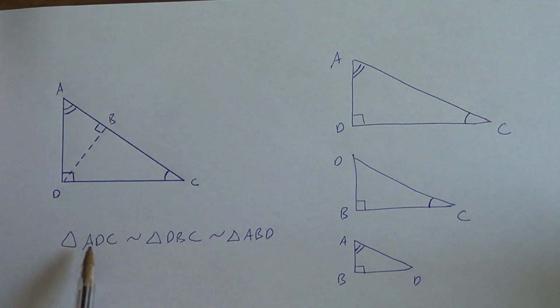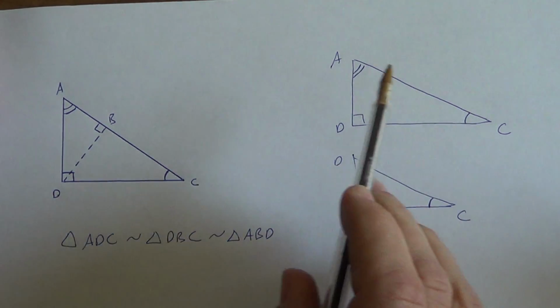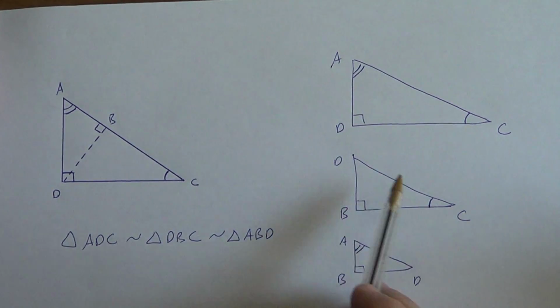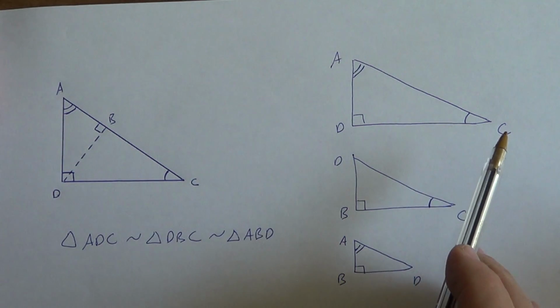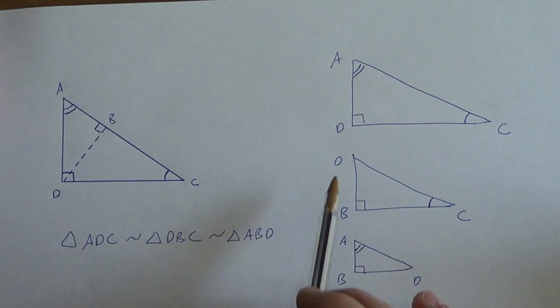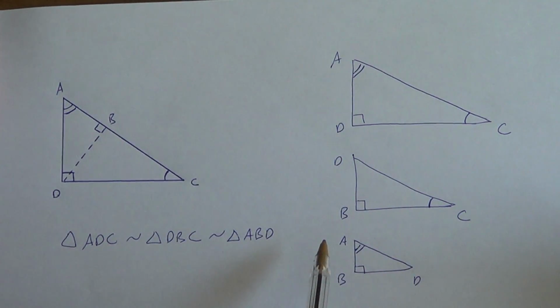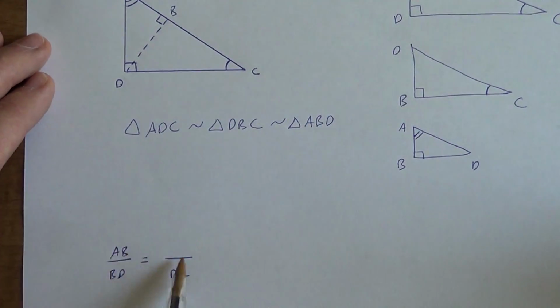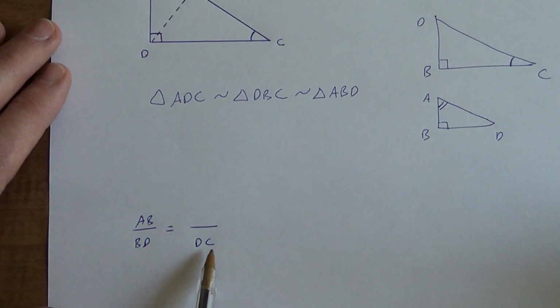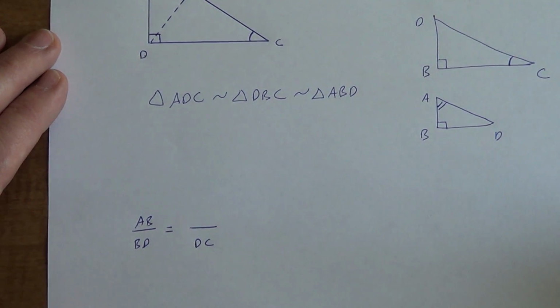Now, you might have done the first one differently. Maybe you did CAD. Then you'd have to do CDB, and then DAB. Okay, just do the same order, follow the same pattern. If you did CDA, CBD, DBA, that would be fine as well. And now we're going to use this to set up a proportion, and later on we're going to work on maybe solving some of these proportions.